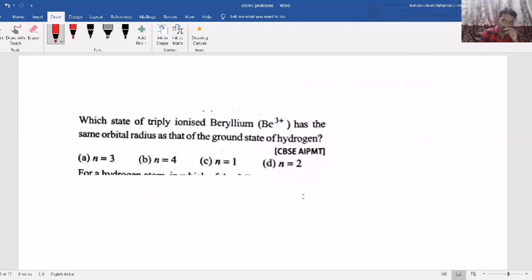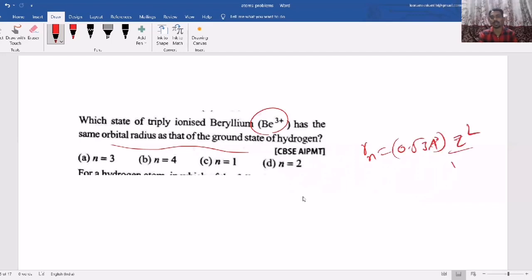This way, comparison based questions they will usually ask. Now I also said that they can ask based on radius, velocity, energy. Here, Beryllium 3 plus they are asking: whose radius has the same orbital radius as that of the ground state of hydrogen? So which state? Let's take the nth orbit of Beryllium 3 plus. What is the general formula for the nth orbit radius? 0.53 angstrom into Z square by n square.